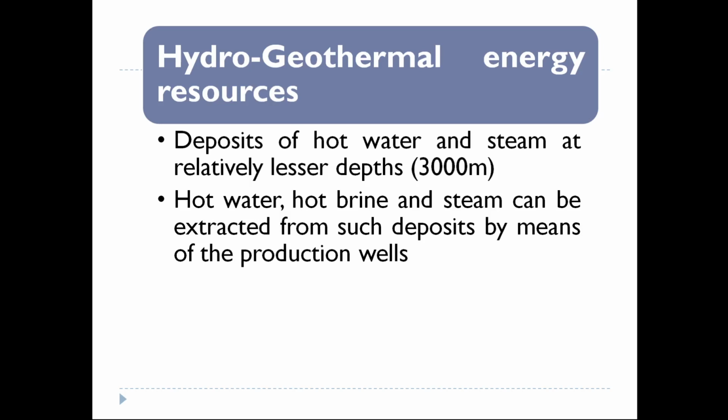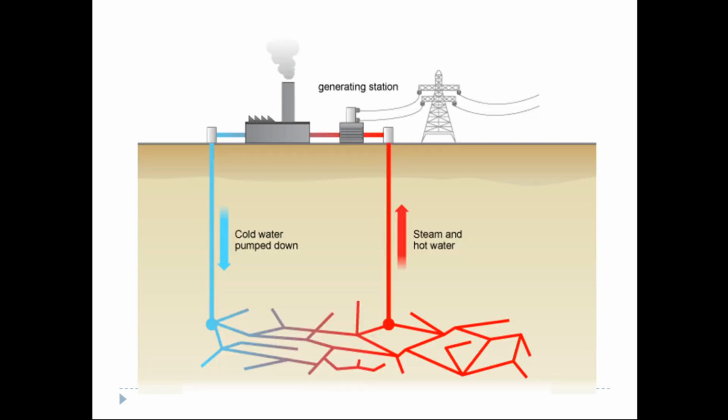Hydro-geothermal energy resources are the deposits of hot water and steam at lesser depths, less than 3,000 meters or 3 kilometers. So hot water, hot brine or steam can be extracted from such deposits by means of the production wells alone. Simply by production wells, you can have the hot water, steam or hot brine.